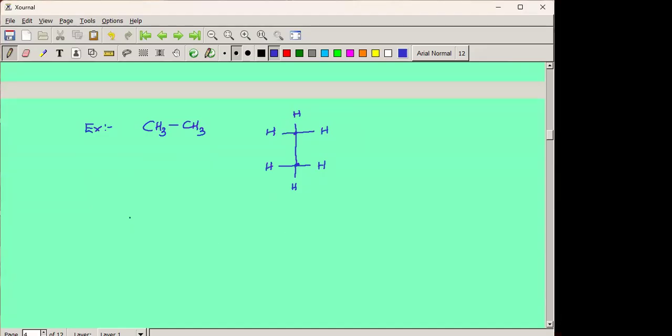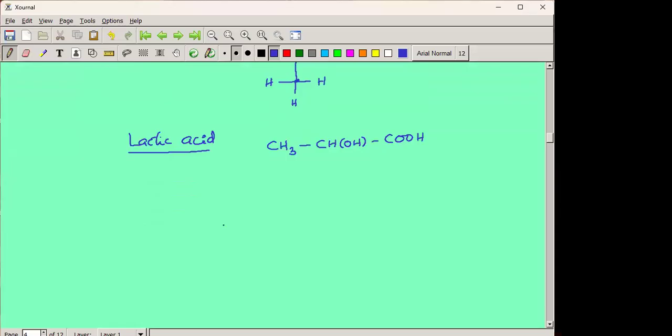Similarly, let's go with lactic acid. What is the formula of lactic acid? CH3, CHOH, and COOH. This is lactic acid. In the case of lactic acid, we have 3 carbon atoms, so first we draw a vertical line. Now here we get a big question: either this carbon atom is on top or that carbon atom is on top.